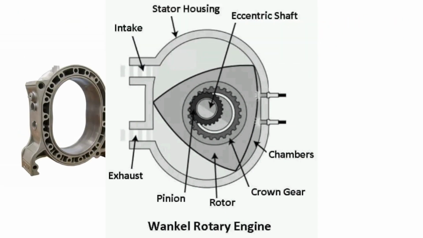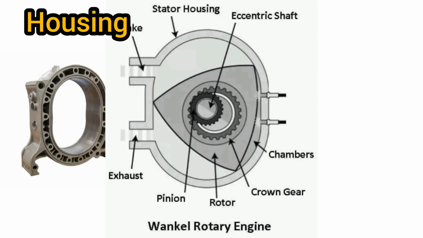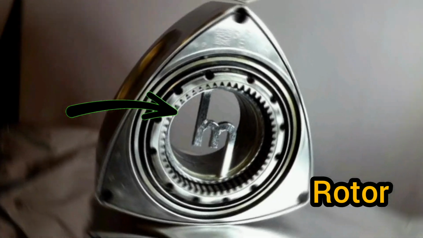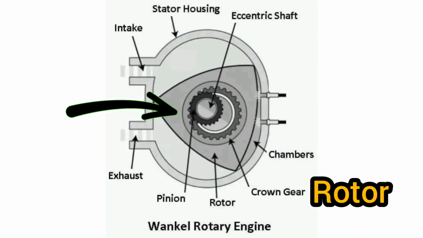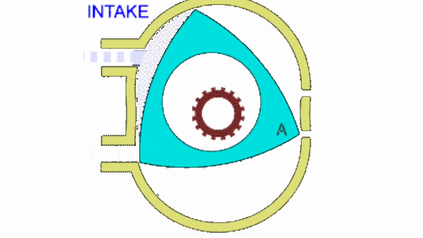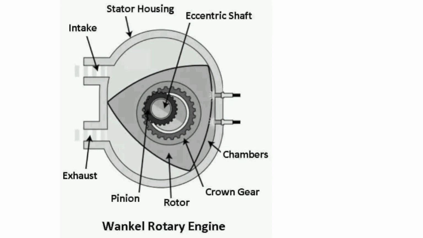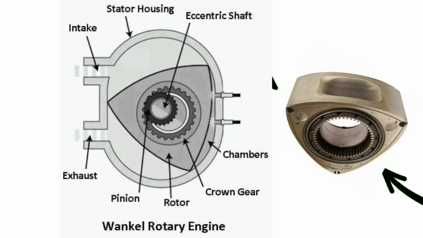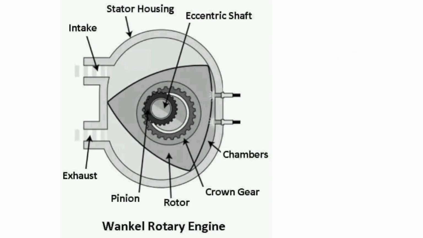1. Housing. The engine's main casing, typically a rounded or oval shape, contains and encloses all the other components. 2. Rotor. This is the heart of the Wankel engine. It's a triangular or trapezoidal-shaped component that rotates within the housing. The rotor has 3 key parts. Apex seals. These are located at the tips of the rotor and form a seal against the housing. They prevent air and fuel leakage as the rotor moves.